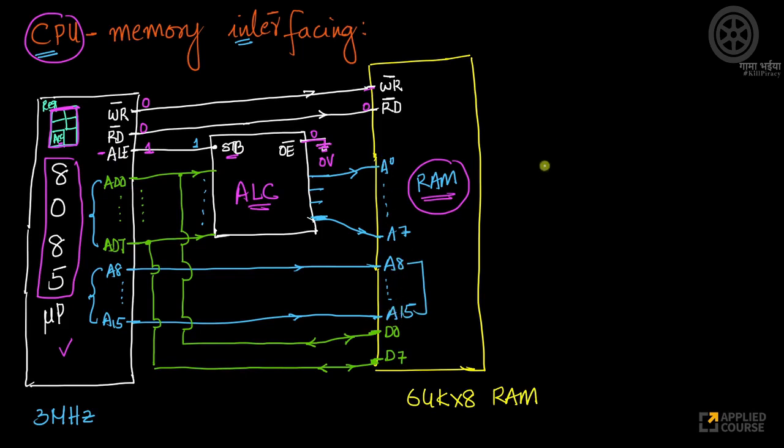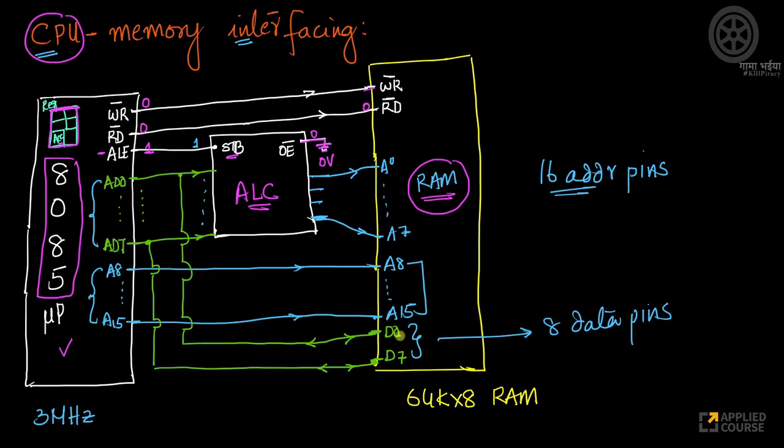Remember, the RAM also has 16 address pins and 8 data pins. Because it has 16 address pins, let's assume that one word equals 1. Because it has 8 data pins here, one word equals 1 byte. What is the total size of the RAM itself? Because it has 16 address pins, it is a 64 kilo into 8 RAM. That's what this RAM structure is. This is the capacity of the RAM itself.